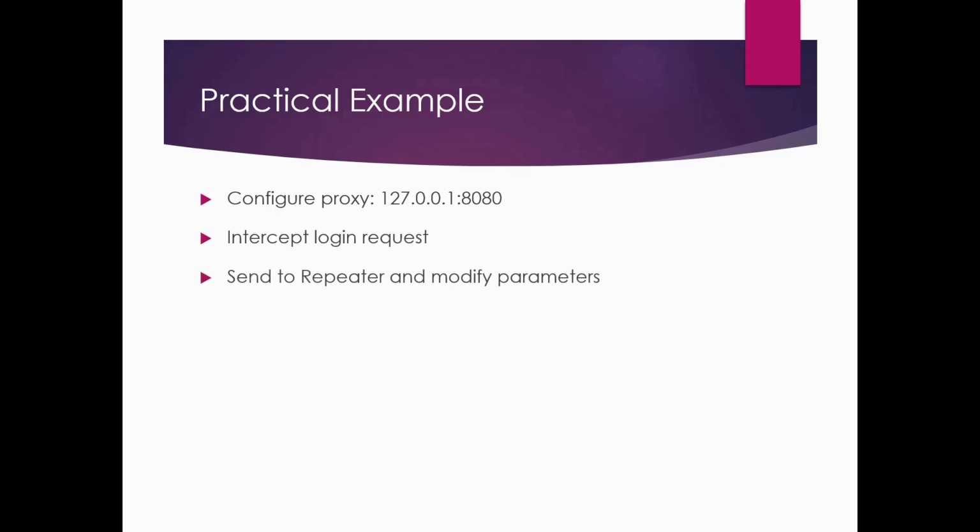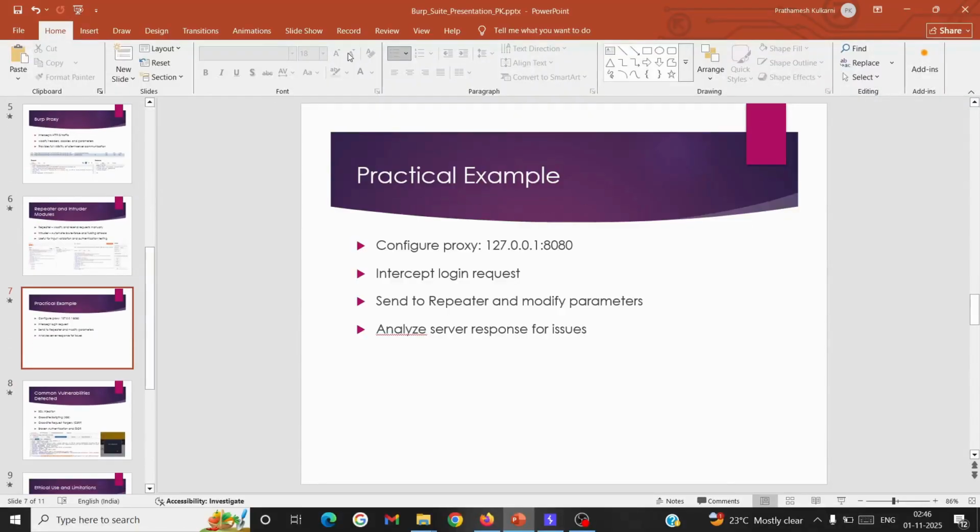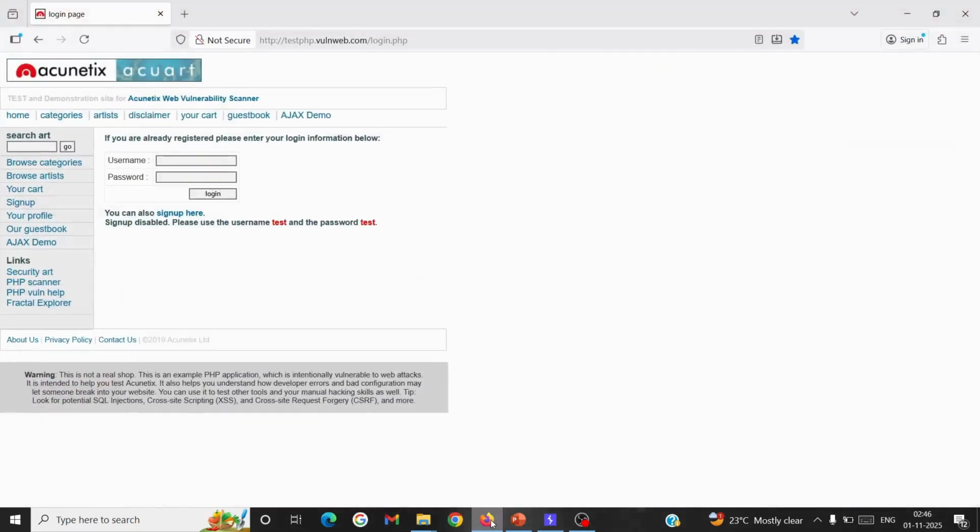Now we will look at some practical examples. First we'll configure the proxy, intercept a login request, send it to repeater, and modify parameters. So I will head to my Firefox browser.